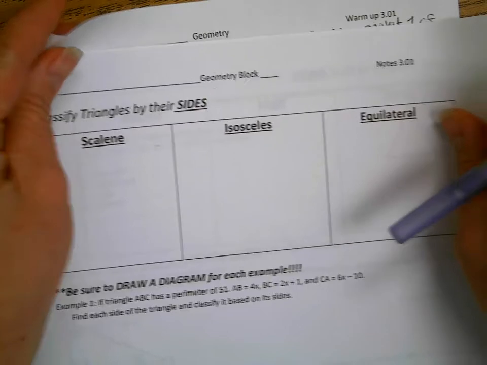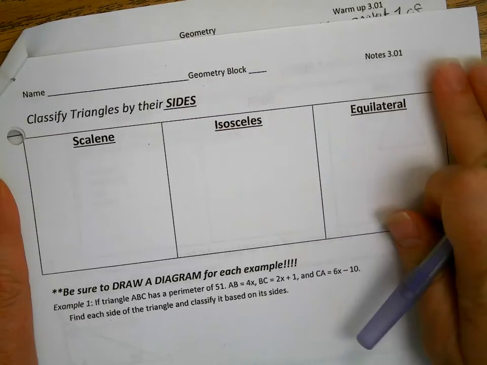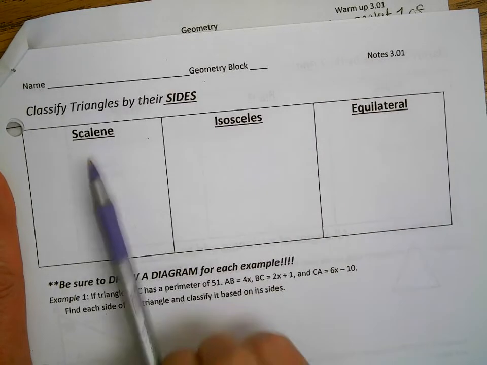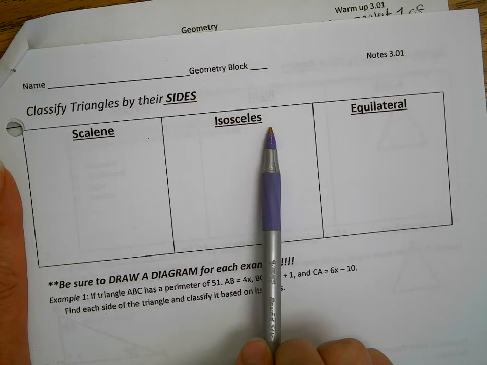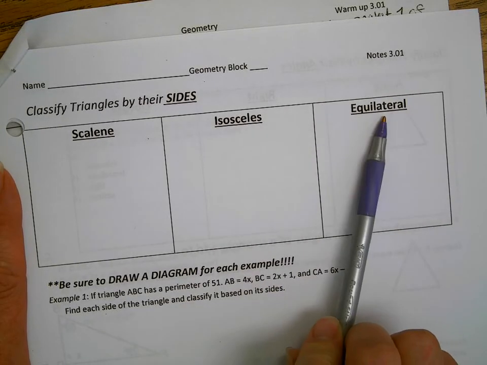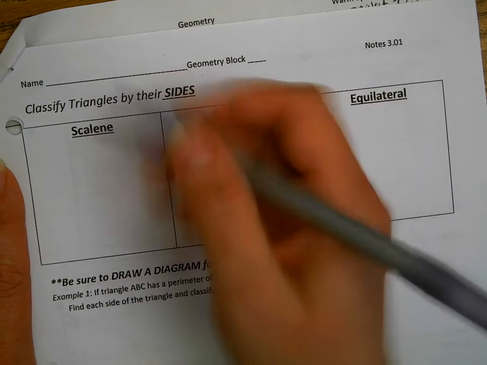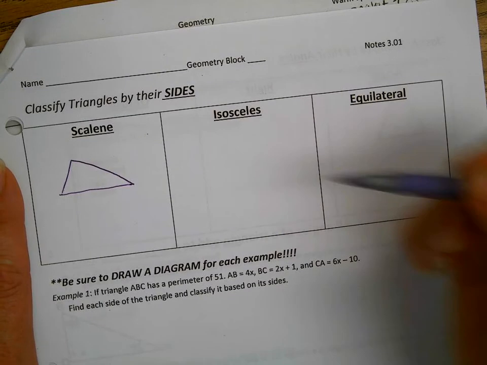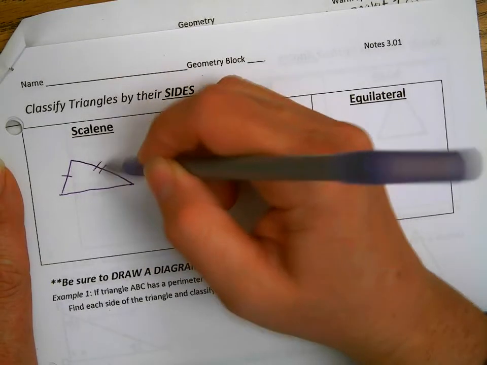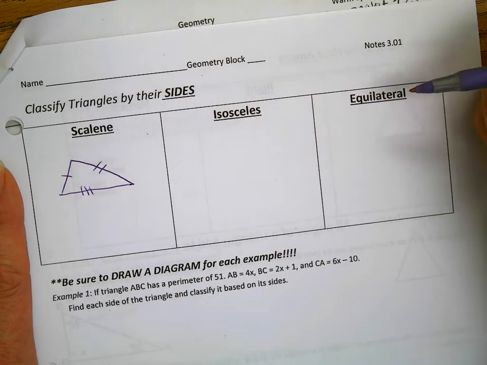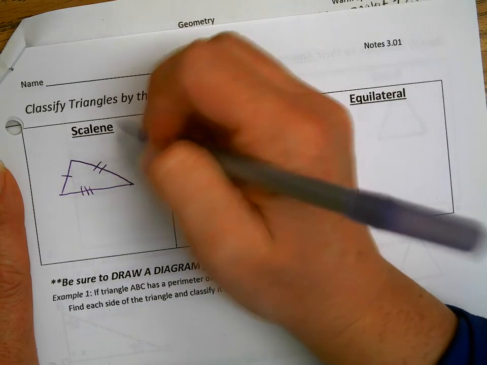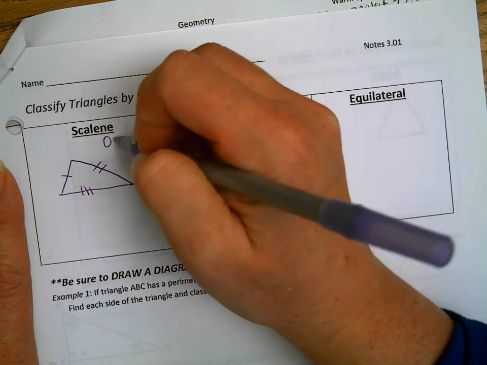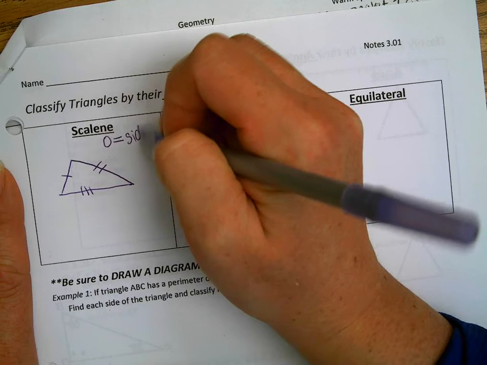So here we are going to classify triangles based on their sides. So there's 3 names: scalene triangles, isosceles, equilateral. You've heard these words before. We're just going to review them. So the sketch of a scalene triangle is a triangle with 1, 2, 3 sides, and none of those sides are equal. So scalene triangles have 0 equal sides.